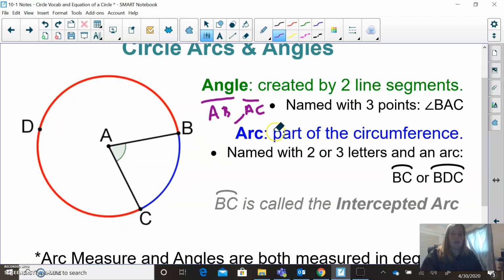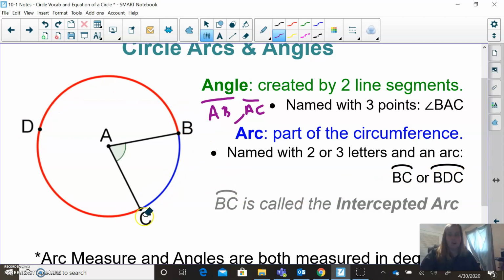So an arc is part of the circumference. So it's like a section of the circumference. It's kind of like the crust on a pizza, right? So you take the pizza and you cut it into slices. Well, that crust from that piece, that is a part of the arc, right? Because a pizza is a giant circle, and if you cut a piece of that, the crust on that piece of pizza would be an arc. So you name with 2 or 3 letters. Okay. So we have arc BC or arc BDC.